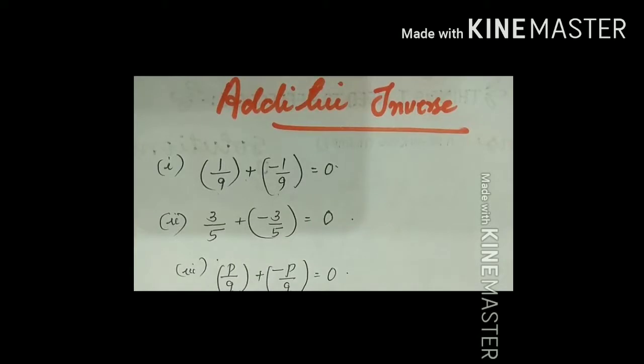Generally we can say that if there is a rational number p by q, it will have an additive inverse which is minus p by q, so that their sum, which is p by q plus minus p by q, is equal to 0.